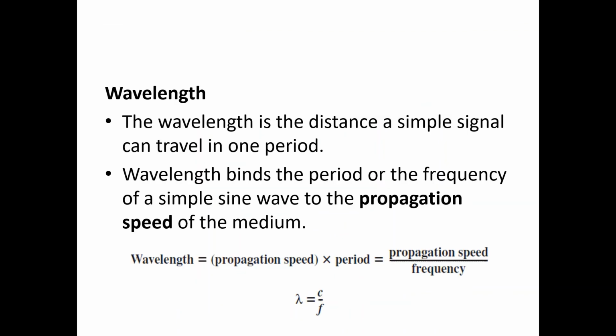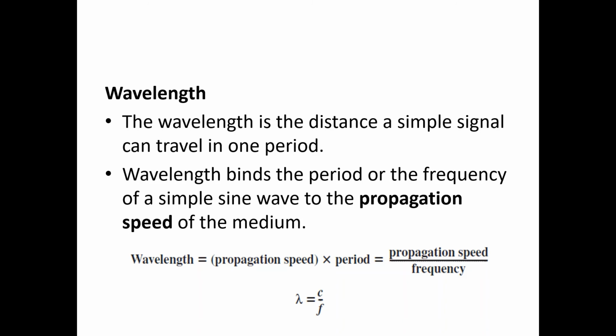Wavelength. The wavelength is the distance a simple signal can travel in 1 second. Or in other words, wavelength is the distance between the corresponding points of two consecutive waves. Now the corresponding points refer to two points or particles in the same phase, that is, points that have completely identical fractions of their periodic motion.